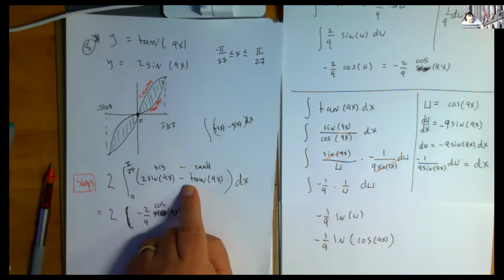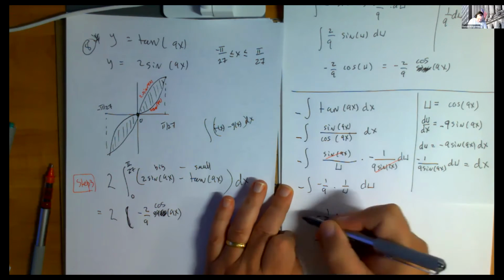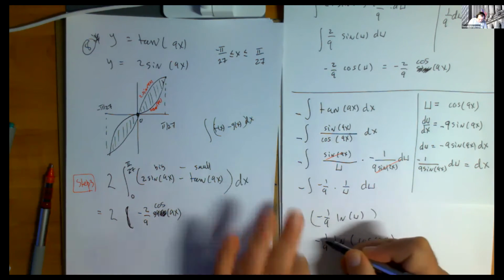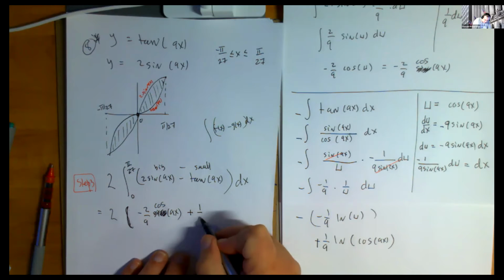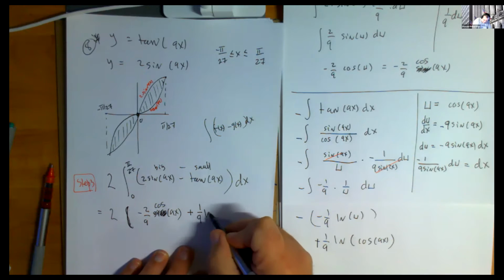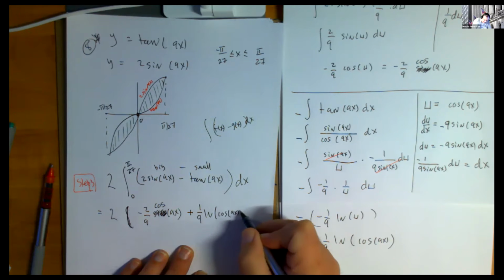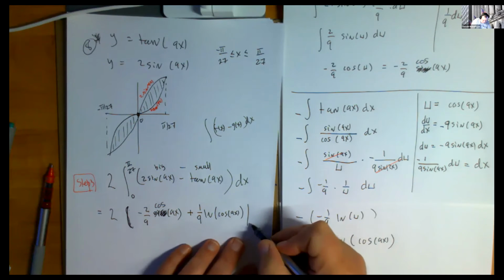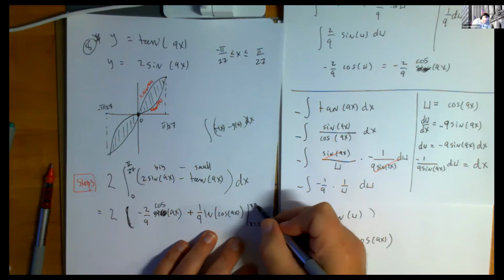Oh, and while we're at it, aren't we going to subtract this answer? Right, subtract it. So can you imagine there's a negative here and there's a negative here? Well, won't that turn into a positive? And that's why this is now plus 1/9 the natural log of the cosine of 9x evaluated at x equals 0 and x equals pi over 27.